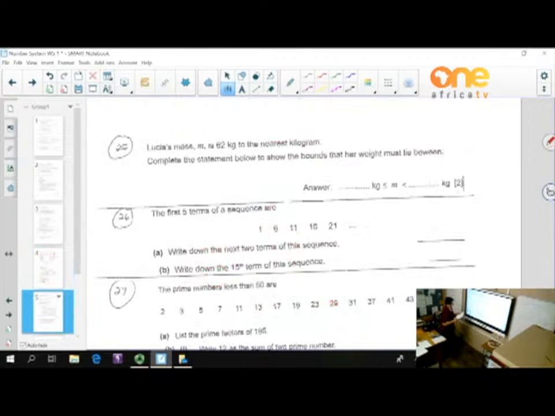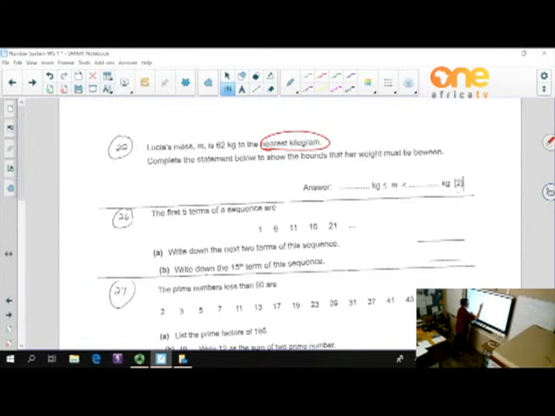Right, question 25. Lucia's mass is 60 kilograms to the nearest kilogram. So that means half a kilogram is plus or minus 0.5. Half, that's the maximum error, half of the unit. Now we have to complete the upper and the lower bound. So you add it and you subtract it. 61.5 and 62.5. The lower and the upper bound.